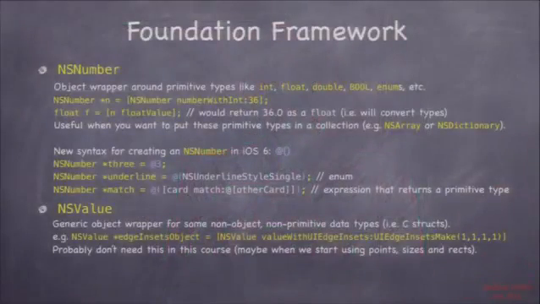NSValue, I'm not going to talk too much about it. It's essentially a way to encapsulate more complicated types than primitive types. So structs, basically, C structs. And NSValue knows how to wrap up a few different kinds of structs that are in iOS, and you can go look at the documentation to see which ones. One thing, I'm going to give you a little tip right here.